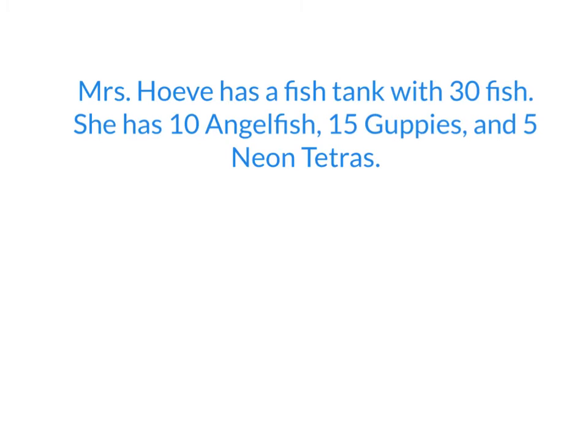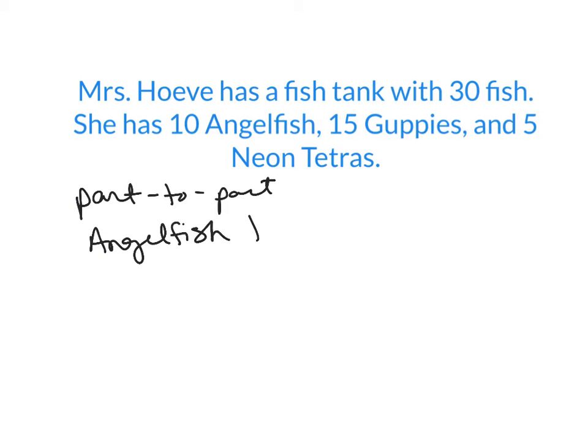Let's do another example. Mrs. Hovey has a fish tank with 30 fish. I do. I have 10 angelfish, 15 guppies, and 5 neon tetras. Not quite accurate, but for our purposes, it's going to work today. So let's do a part to part ratio first. Let's do my angelfish to my guppies.